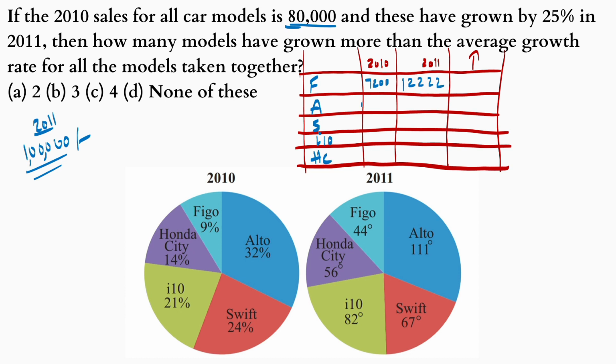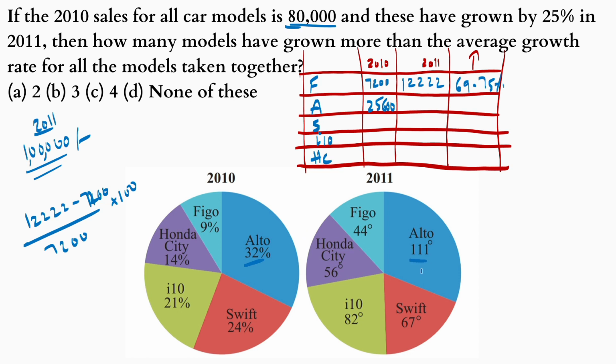And what is the growth here from here to here? We have to calculate the difference, which is the new value minus 7200, by the initial value 7200, into 100. If we calculate this, we'll get 69.75%. Let's move on to the second brand as well, Alto, which is 32% of 80,000. This will be equal to 25,600.